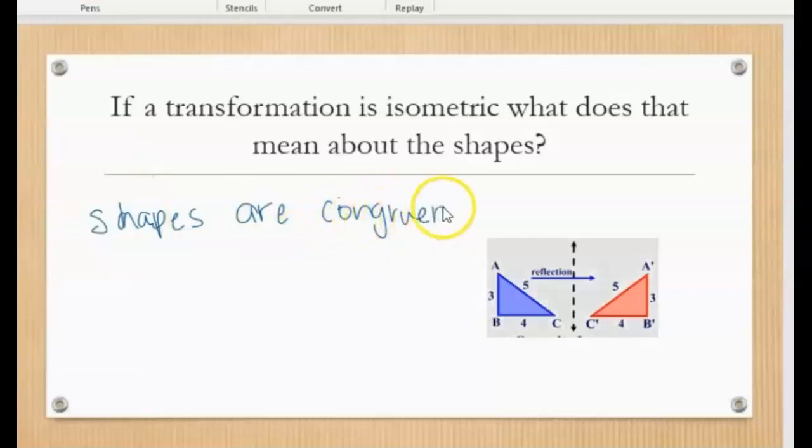Remember, congruent means the same value, like the same length, but they're not the exact same shape, right? Because we have a blue one and a red one. But you can see just by reflecting it, it did not change the side lengths at all. AC is 5, A prime C prime is still 5. And it did not change the angle measures.